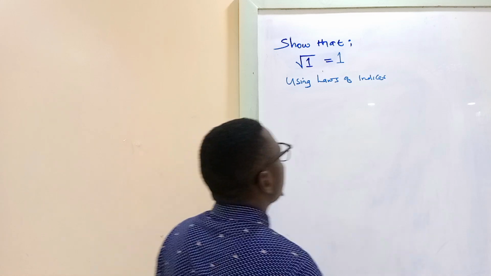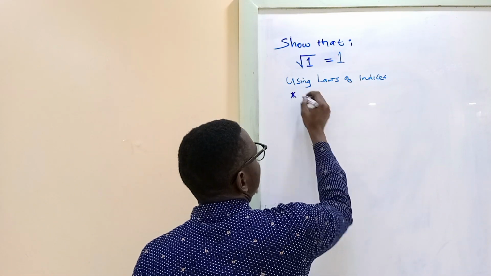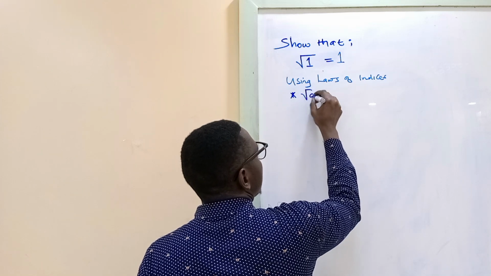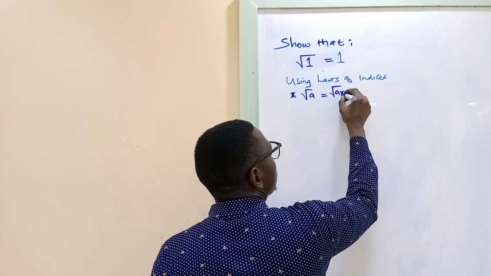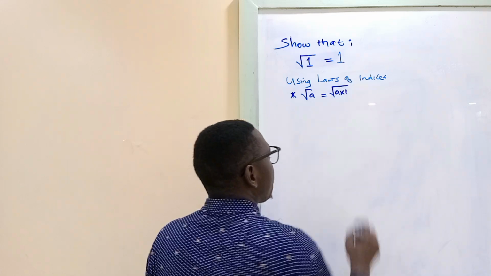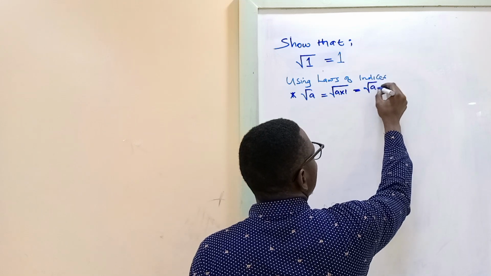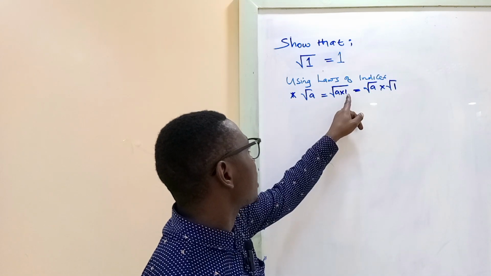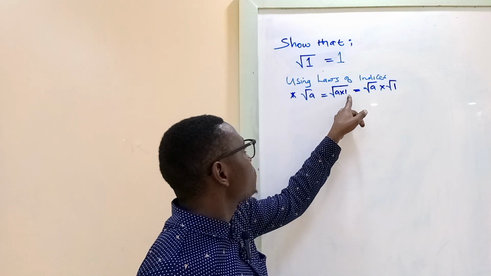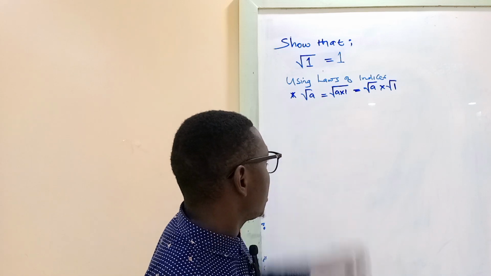Now, when we use the laws of indices, we will have law number 1: root of a can also be written as root of a multiplied by 1, which can also be written as root of a multiplied by root of 1. Why are we multiplying by 1 here? We multiply by 1 so as not to change the value, which is a.